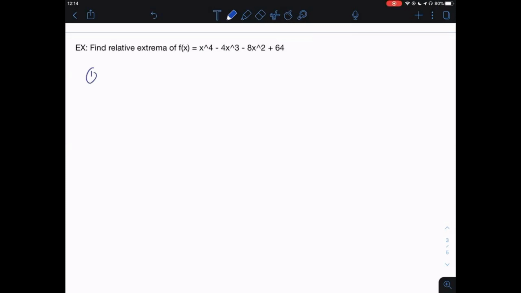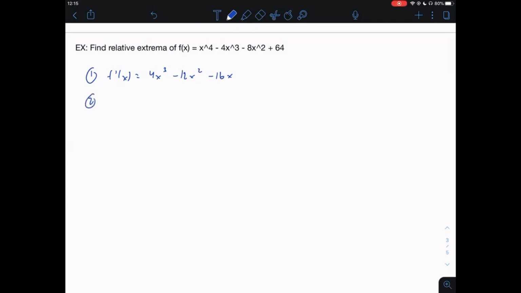So again, first step, gotta find that first derivative, f prime of x. So the first derivative of this function, so this is just another polynomial. You take the derivative of each individual term to give us 4x to the 3rd minus 12x squared minus 16x. All right, so here we have our first derivative.